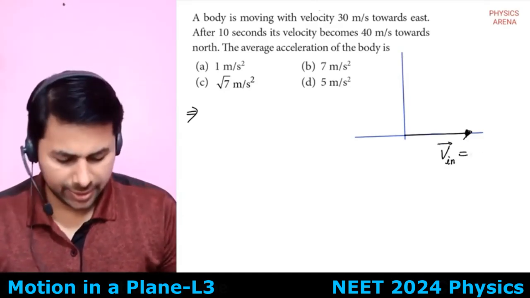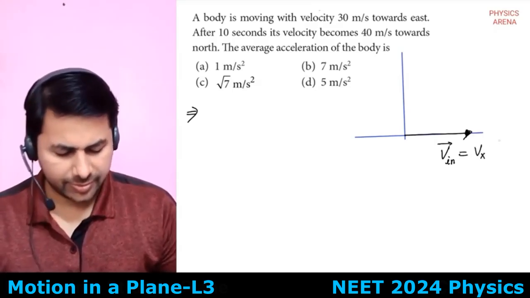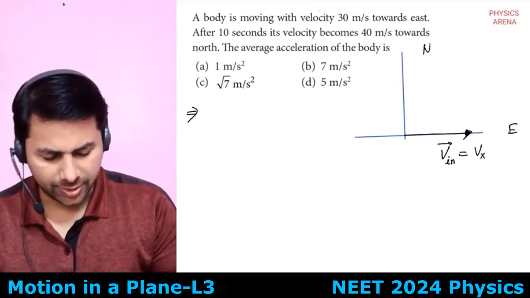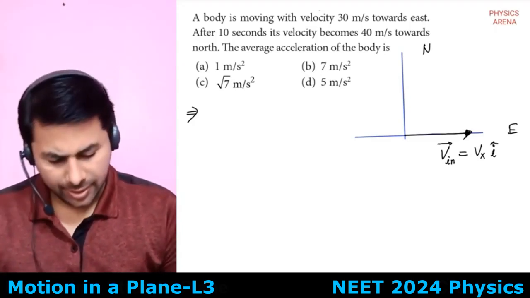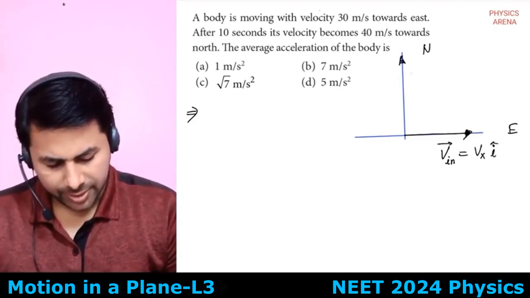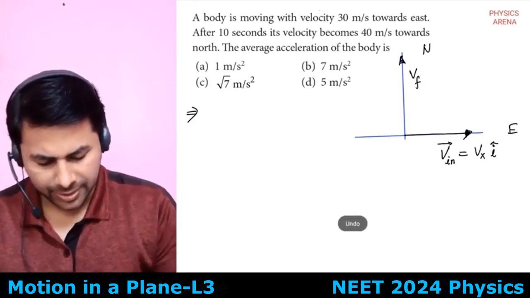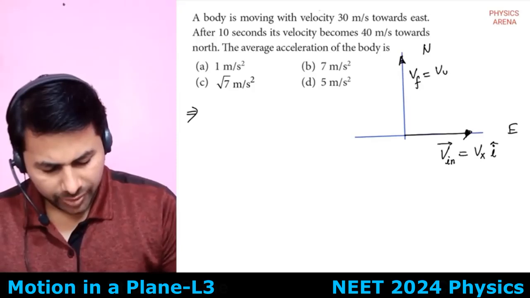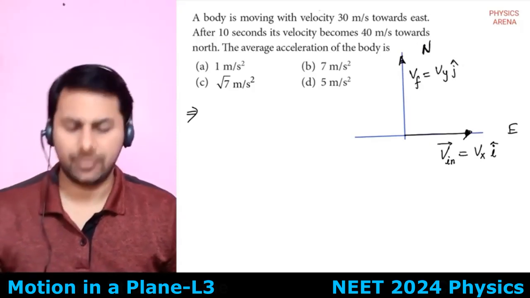Okay. The initial velocity is 30 meters per second. I can say it is some Vx, because this is east, this is north. So Vx multiplied by I cap. And its final velocity, V final, or I will say Vf, is equal to Vy times J cap. It is moving towards north.